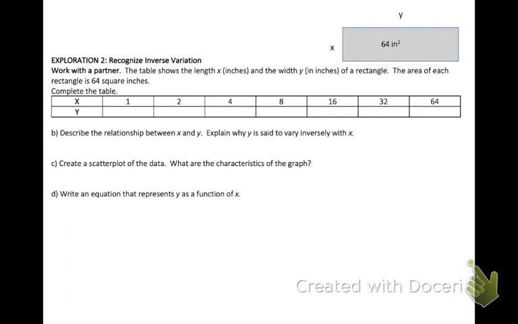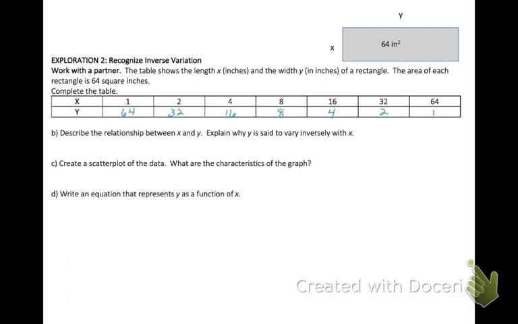So we're going to fill in the table. So remember that x is the length. So if the length is 1 inch and you know the area has to be 64, you know that area of a rectangle is length times width. So that means that the width has to be 64. If it's 2, then the width has to be 32. If the length is 4, then the width has to be 16, and so on. So that every time we multiply that length times that width, we get 64 square inches.